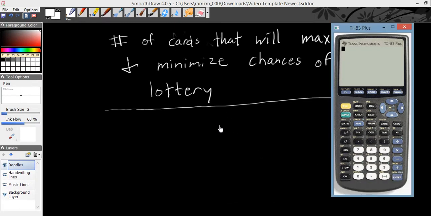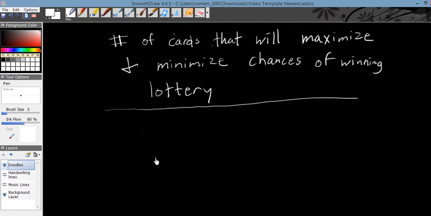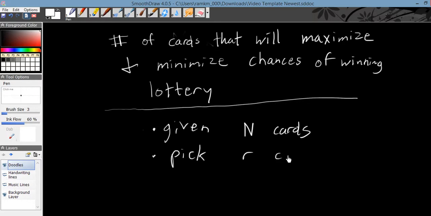So we're all familiar with the lottery, and we know that you win the lottery when you're given a certain number of cards. Given n cards, or a stack of n cards, we pick r cards. If we pick the correct r cards, there's one correct set of r cards, and if we pick that correct set, we win the lottery.